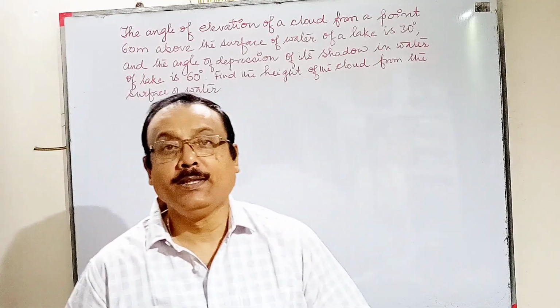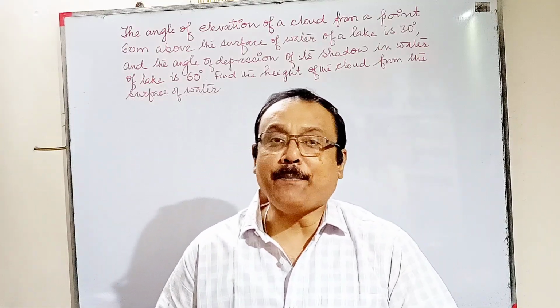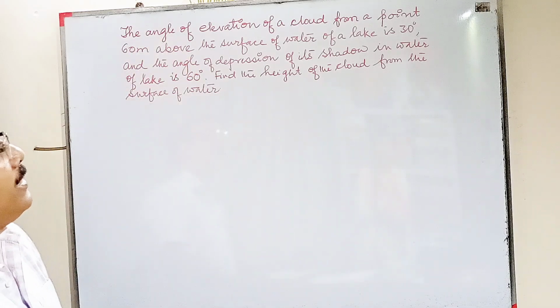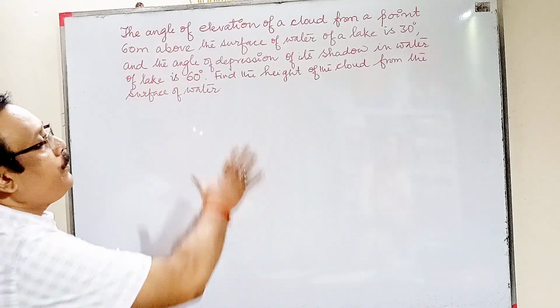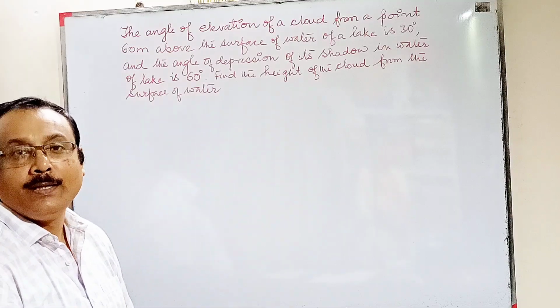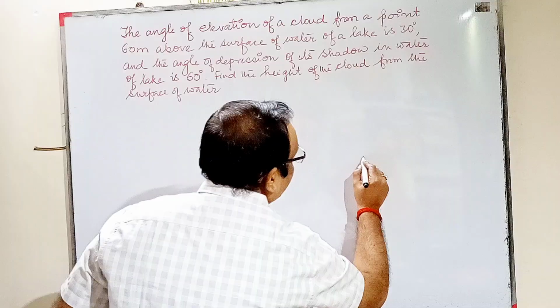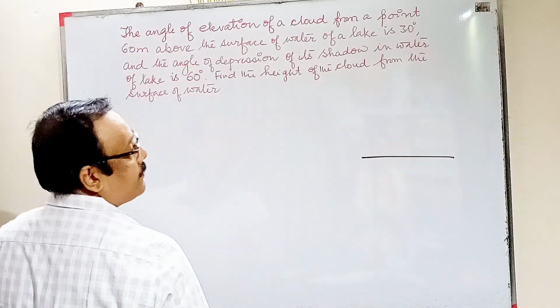Height and distance. So this is height and distance, an application of trigonometry. So for this, how will we proceed? The first and foremost thing is we have to draw the diagram. So let us see. This is the surface of water.